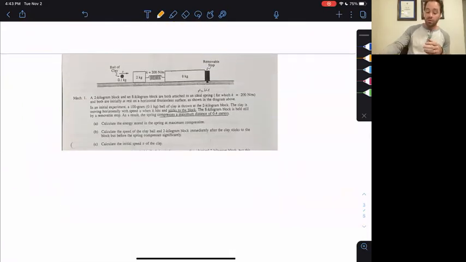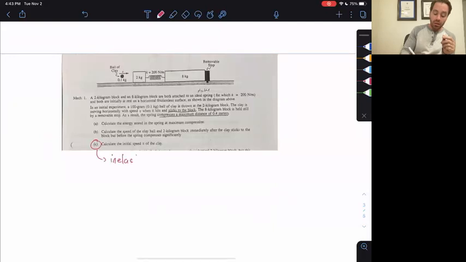Calculate the initial speed V of the clay. Now, when I first looked at this problem, I was like, oh, another conservation of energy step. No big deal. But actually, it's not. This is trickier because in C, we are dealing with an inelastic collision. An inelastic collision is when objects stick together.